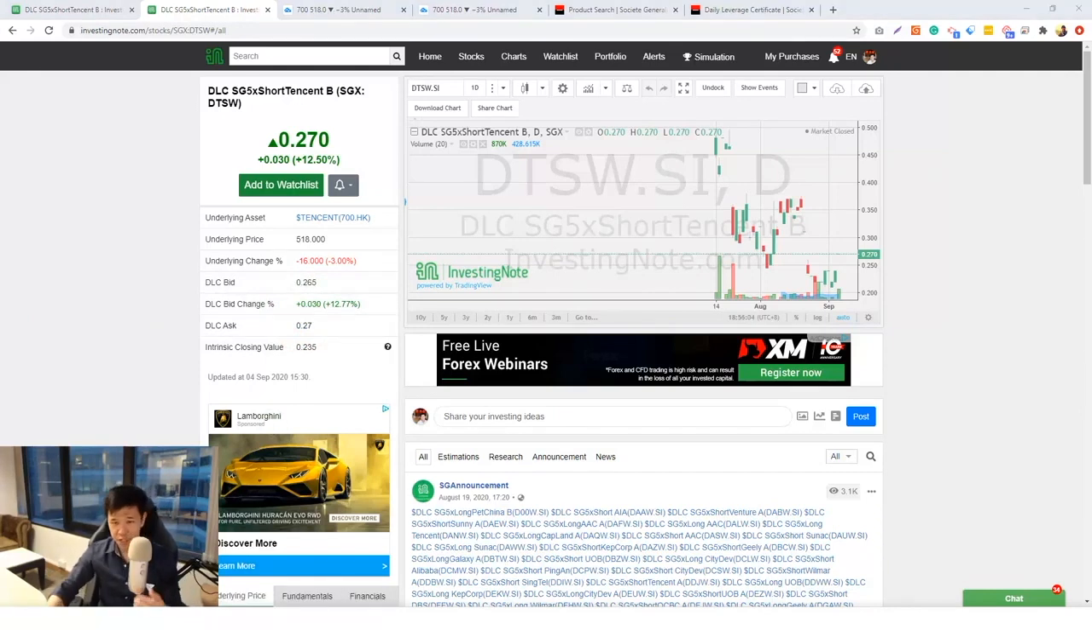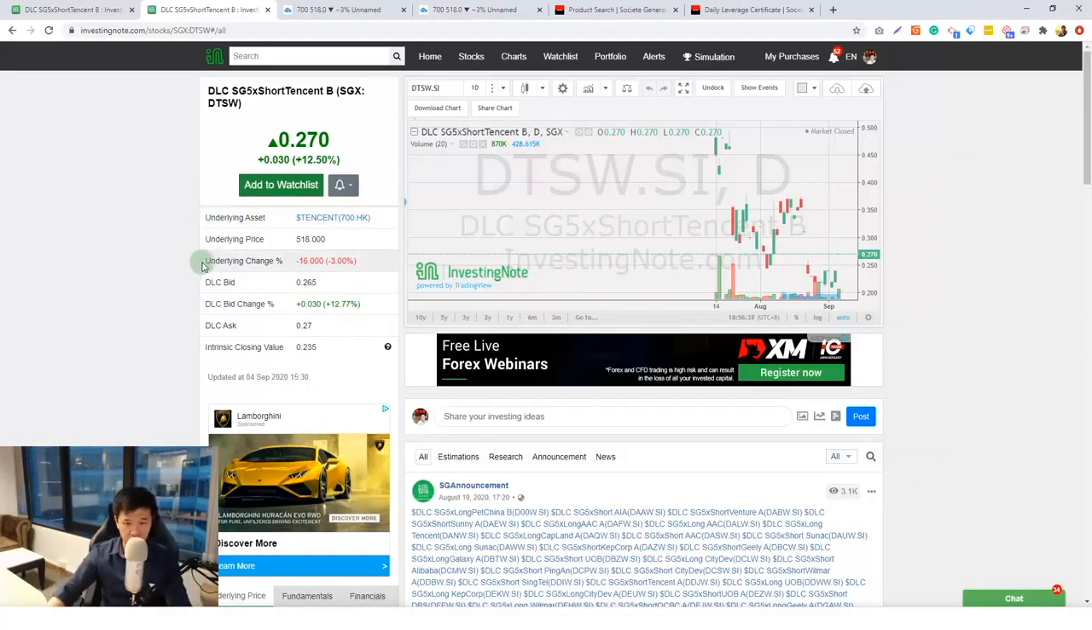And our next topic, we'll just really quickly touch on the concept of the leverage factor, right? So you can see that this is short Tencent 5 times. The underlying price, right? Tencent actually dropped 3% today, right? And you notice that the DLC bid changed, right? It has changed by almost 12%. So that's a little bit more than 4 times the actual movement of this drop. So you need to wrap your head around the concept here.